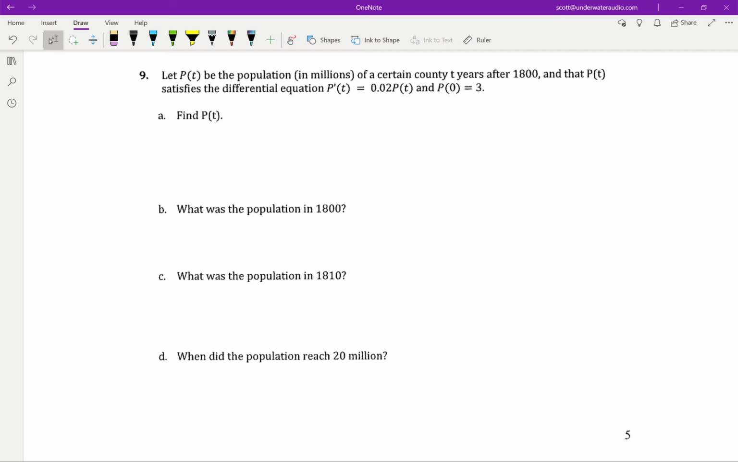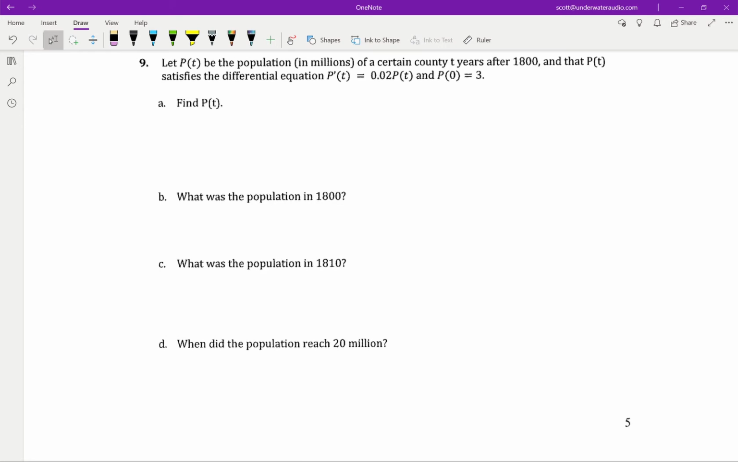Let P of t be the population in millions of a certain county t years after 1800, and P of t satisfies the differential equation P prime of t equals 0.02 P of t, and P of 0 equals 3. Okay, so the first thing is this 0.02, that tells me that's my k value. And my initial population is 3. So P of t is actually pretty easy. P of t equals 3 e to the 0.02t.